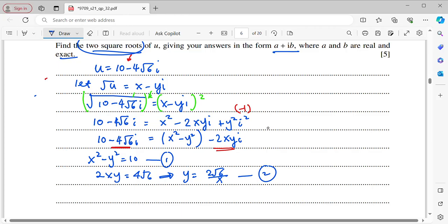So now, substitute the second equation into the first equation. It will be x squared minus the square of y equals 10.